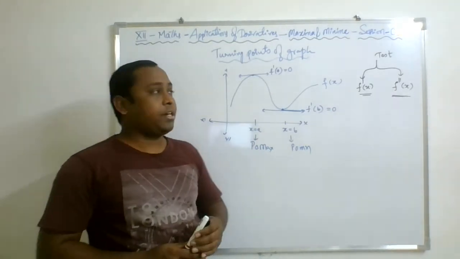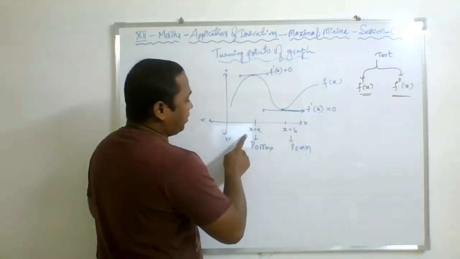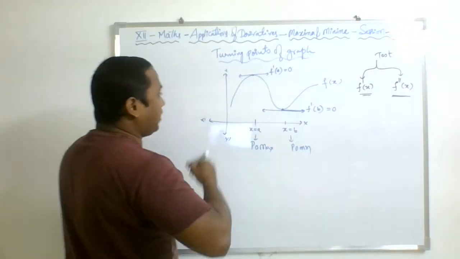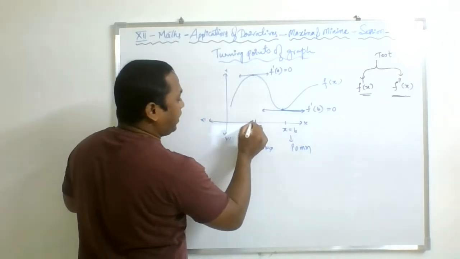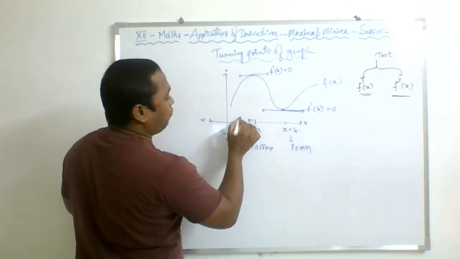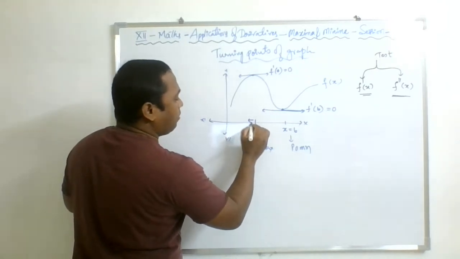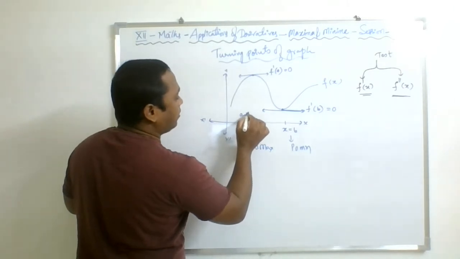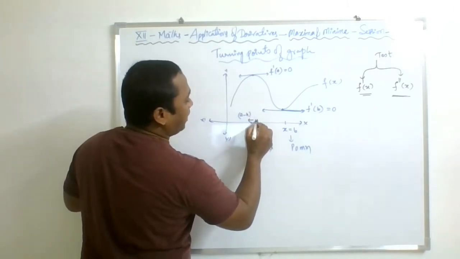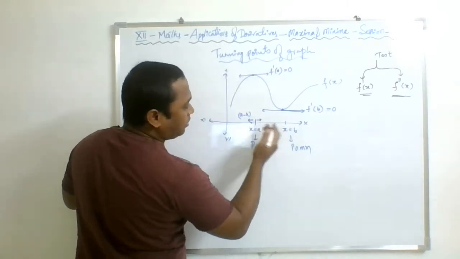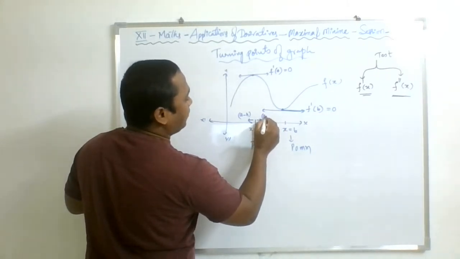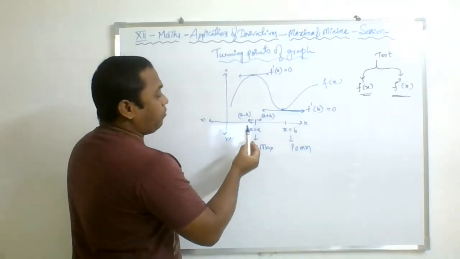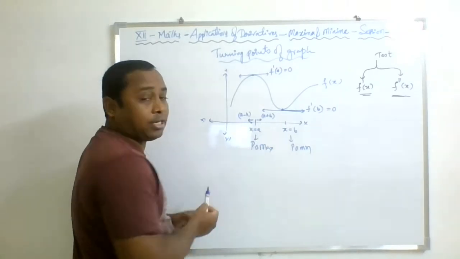Just try to understand here. We know already that x equals a is a point of maxima. If you take any point on the left side of this point, very close to it, that point is called a minus h. Similarly, any point on the right side of this turning point is treated as a plus h. A small point on the left side of a and the right side of a.